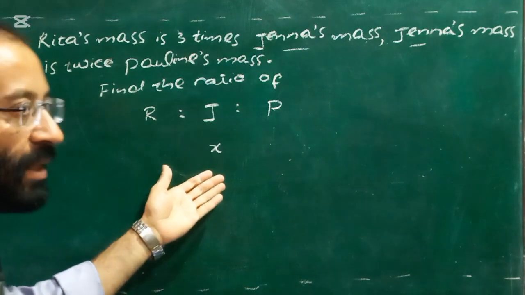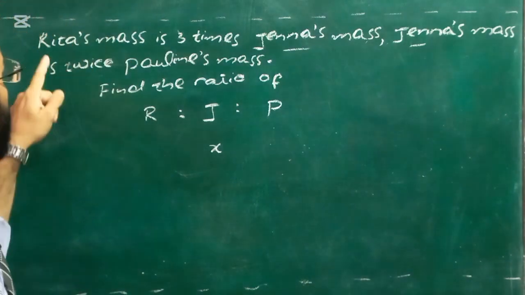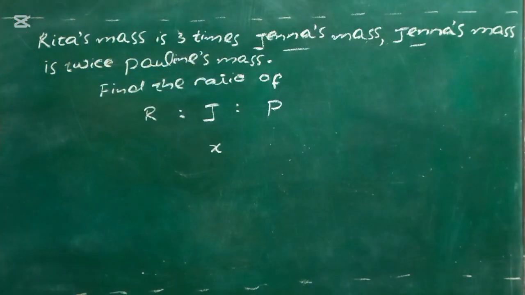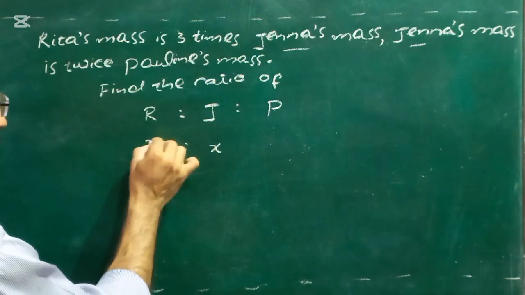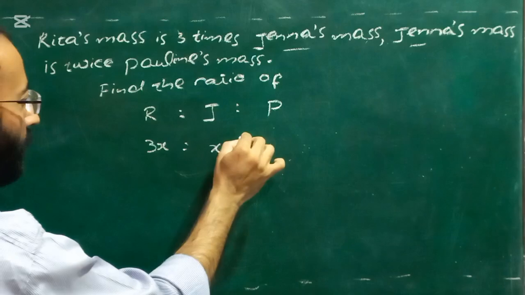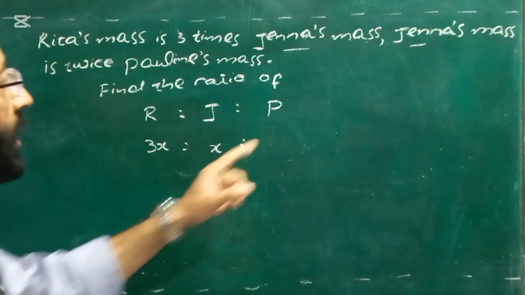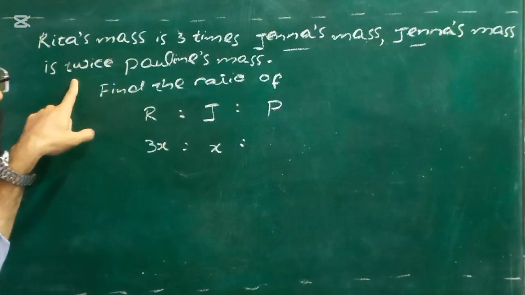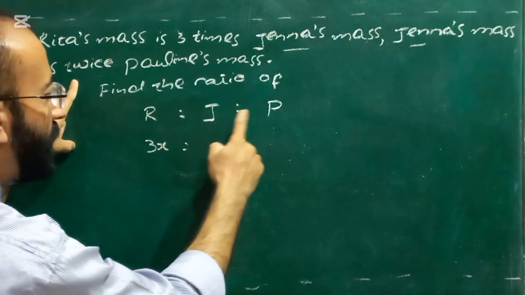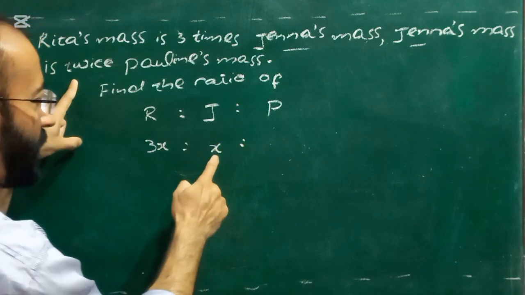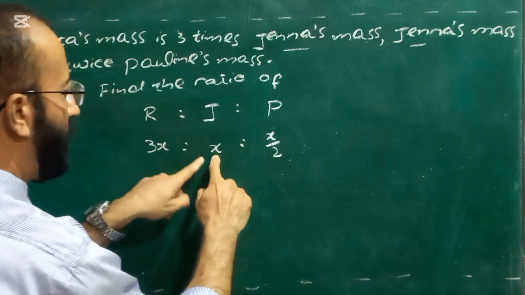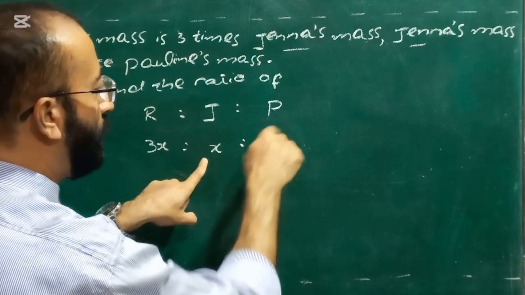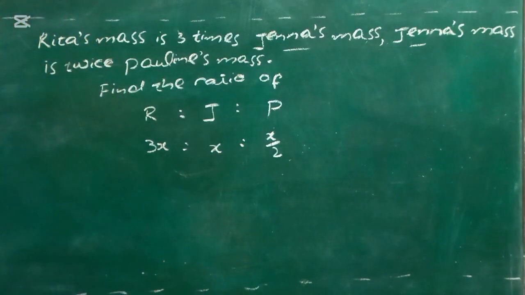So from here the things will proceed now. So look now, Rita's mass is 3 times Jenna's. So it means if Jenna is x, Rita will be 3x. And Jenna's mass is twice Pauline's. So if Jenna's mass is twice Pauline's and its mass is x, then Pauline's mass will be x by 2, because Jenna is twice Pauline. So this is the thing.